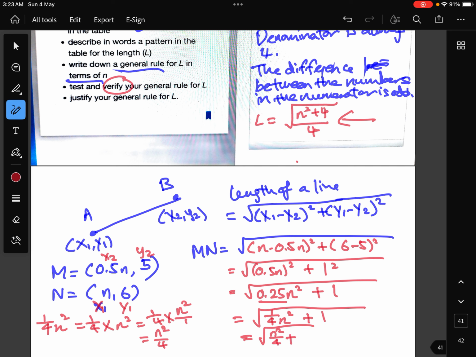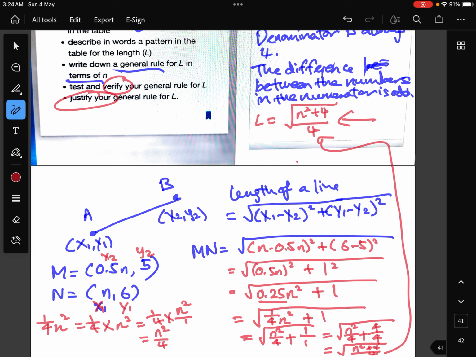But 1 can be written as a fraction as well, which is 1 over 1. Okay, and since the denominators are different, I can make both denominators the same. So this can be written as n squared over 4 plus 4 over 4. And if I simplify this, I just need to add the numerators together, and I put the denominator as 4. And that would look exactly the same as what we have here. Does that kind of make sense? And I think by doing this, we have simply justified the general rule. Okay, so yeah, this is it.